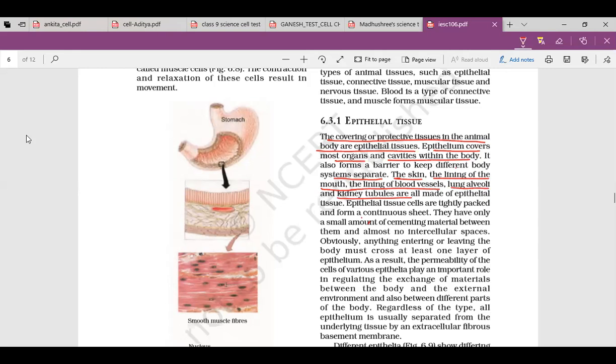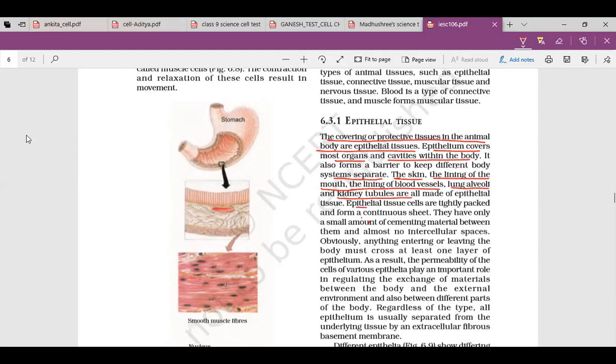Are you able to understand what epithelial is? Epithelial means which covers the organs. The organs are made up of some cells, and those cells are actually the epithelial cells. Our skin is made up of some cells. So which type of cells are those? Epithelial tissue. Is it clear?